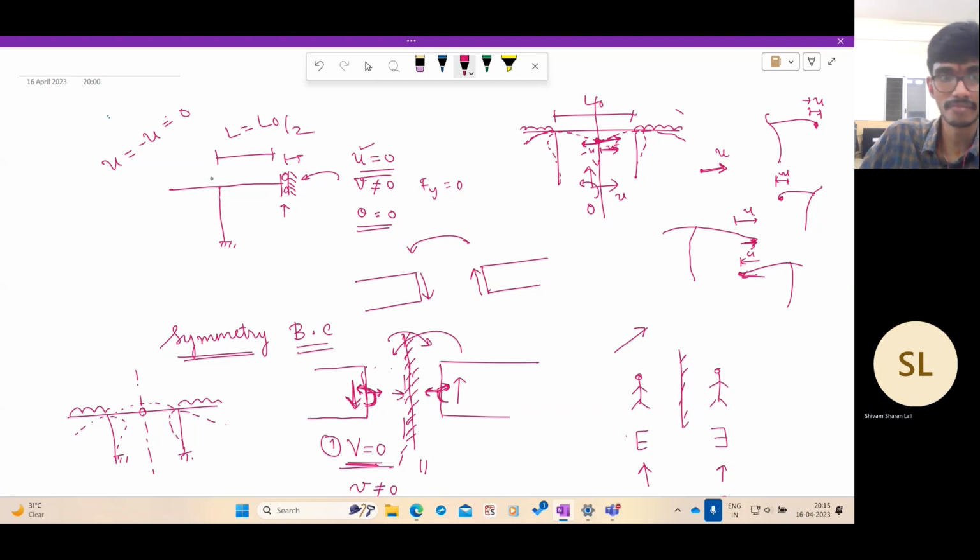Yeah. So u is 0. If there is a sway, the other half will sway in the other direction, but the point is the same point. So you cannot have two different displacements for a point. So it should be 0.